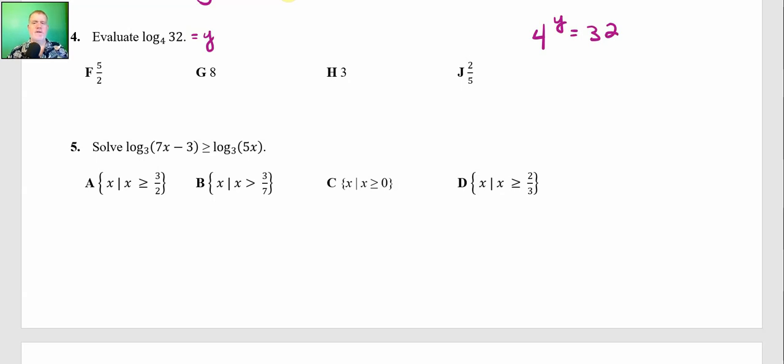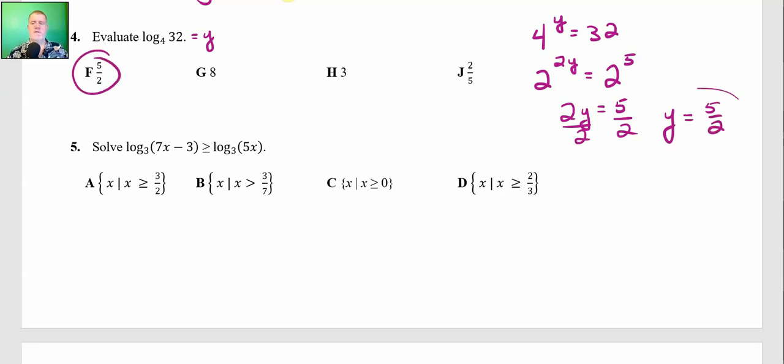But these both have bases of 2. Remember, 4 is 2 squared. I'll put that little y with it. 32 is 2 to the 5th. So with that in mind, same bases, just solve for y, divide by 2. y equals 5 halves, and we got her right there. Alright, very nicely done. Let's move on.